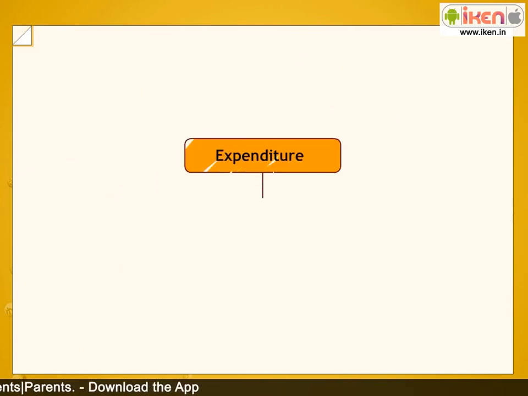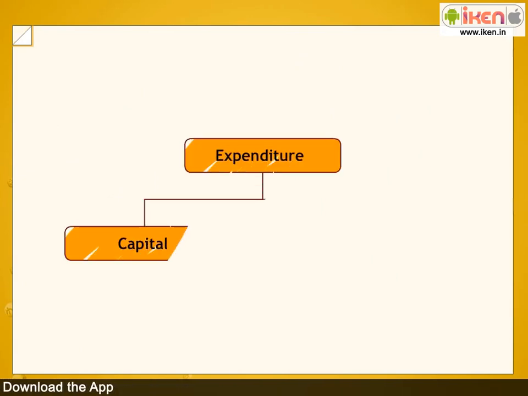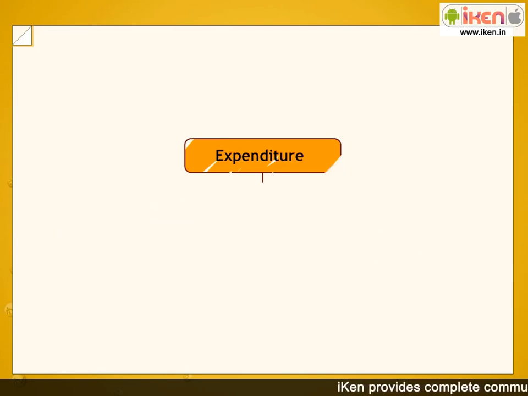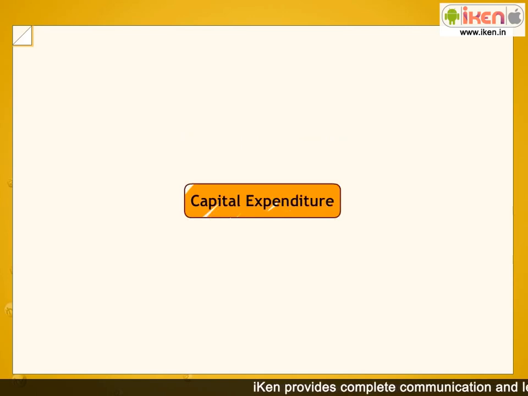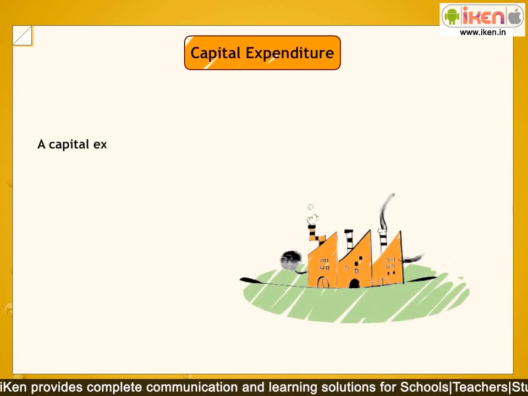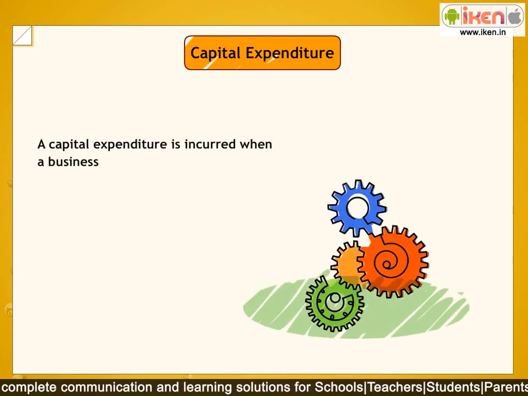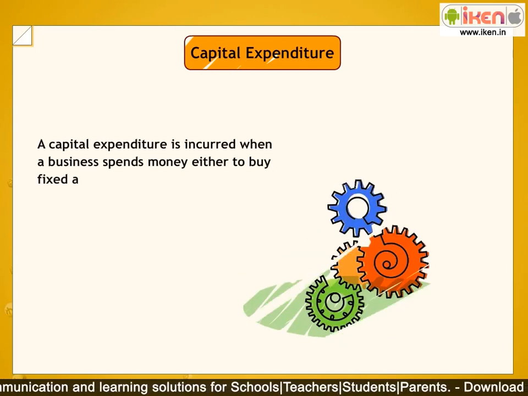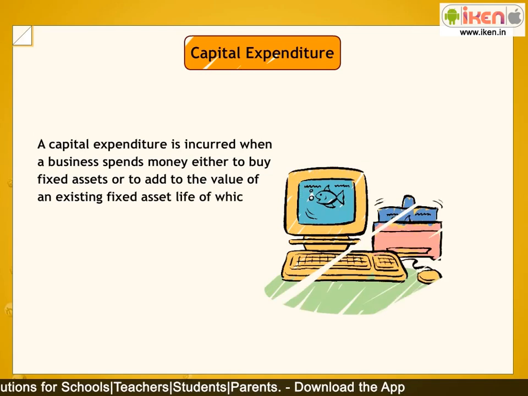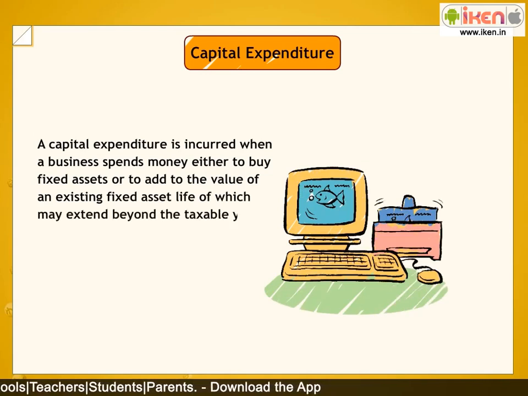Expenditure can be of two types, namely capital expenditure and revenue expenditure. Let us take a quick look at both of them. Capital expenditure. Capital expenditure is expenditure incurred for acquisition of assets for a firm. A capital expenditure is incurred when a business spends money either to buy fixed assets or to add to the value of an existing fixed asset, life of which may extend beyond the taxable year.